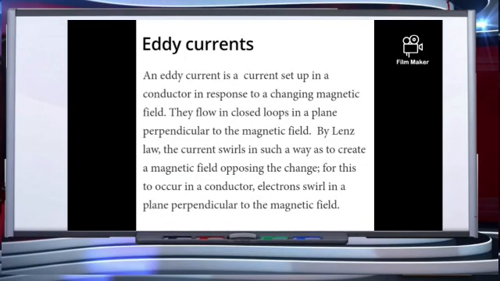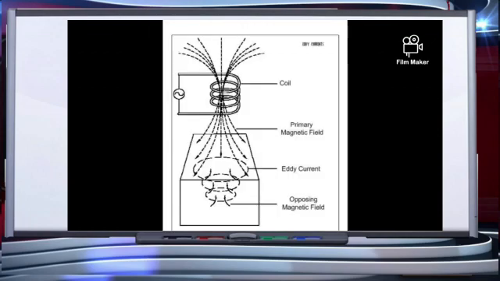So let's see the definition first of eddy current. An eddy current is current set up in a conductor in response to a changing magnetic field. This means this current is produced or induced whenever there is a change in magnetic field. They flow in closed loops in a plane perpendicular to the magnetic field. By Lenz's law, the current swirls in such a way as to create a magnetic field of opposing nature.